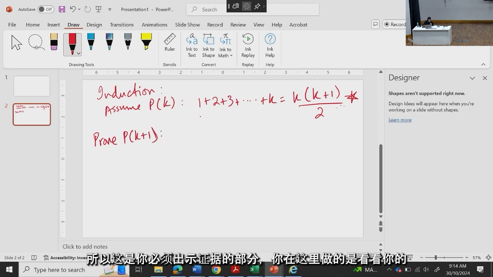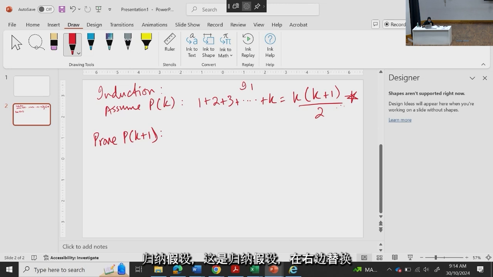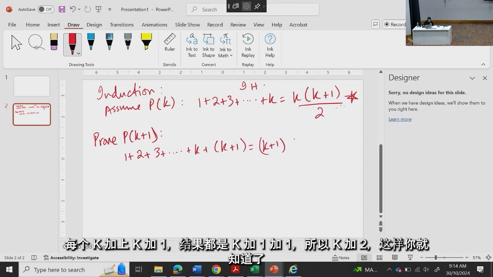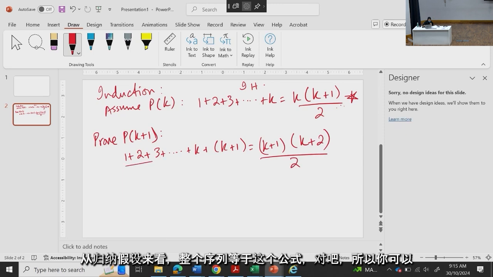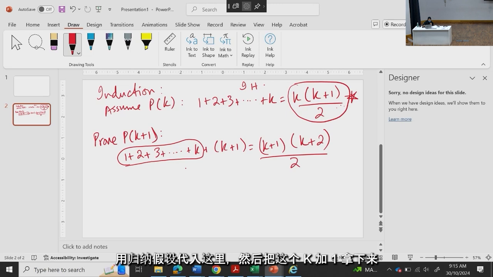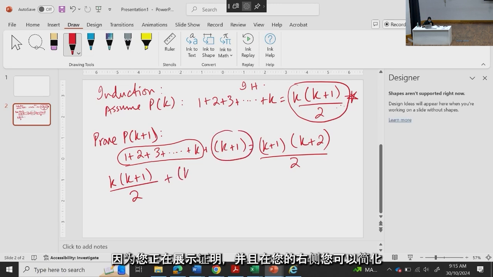What you do over here is look at your inductive hypothesis. Replace on the right hand side every k with k plus 1. It will be k plus 1 plus 1, so k plus 2. Then you know that from the inductive hypothesis this whole sequence is equal to this formula, right? So you can substitute it over here, and then bring this k plus 1 down as it is, because you are showing the proof for that. And on your right hand side you can simplify it.